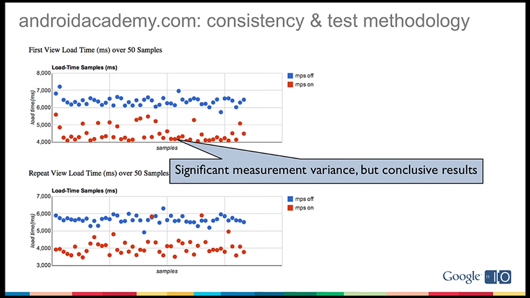If you were to just do like 1 repeat or 3 repeats or something like that, you could easily draw the wrong conclusion, and you have to see a lot of data to be able to get confident. So in this case, while there's a fair amount of jitter, the improvement is pretty clear. There's jitter in the measurement, but the results are quite clear that mod PageSpeed has consistently benefited this site.